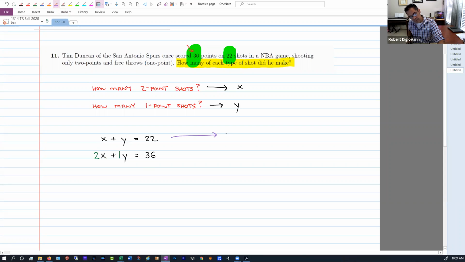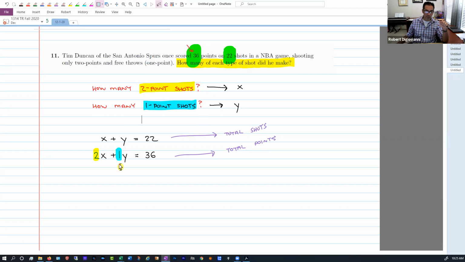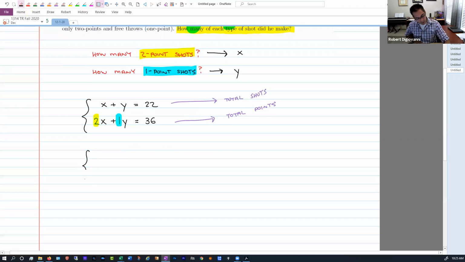This is just the total shots he took, and this is the total points. The 2 in the front is coming from the fact that it's a 2-point shot, and the 1 here is coming from the fact that that's a 1-point shot. So the first equation counts how many shots, and the second equation counts how many points. Does that make sense? This is our system of equations. So I'll just write it down again.